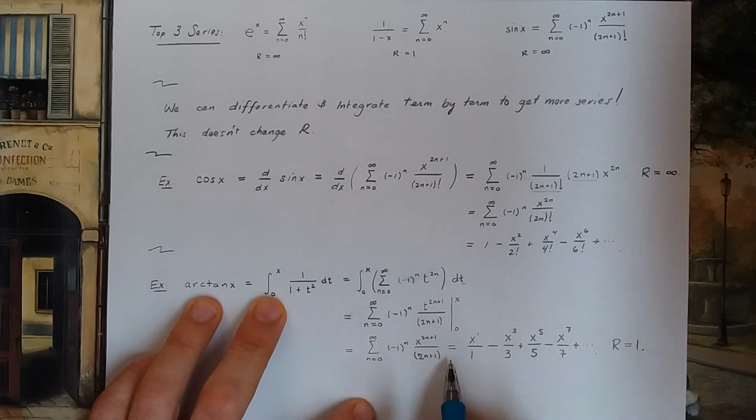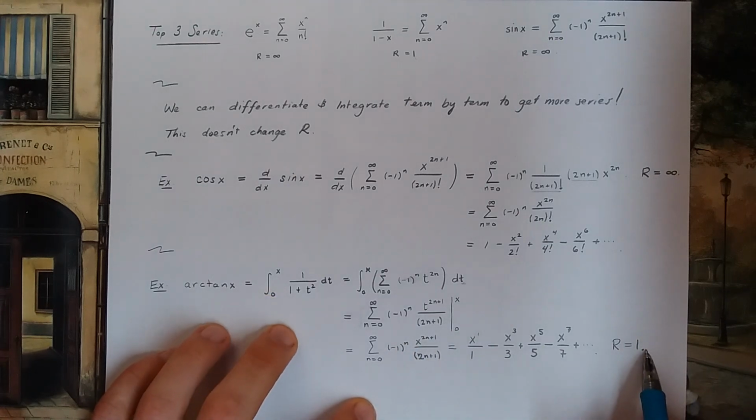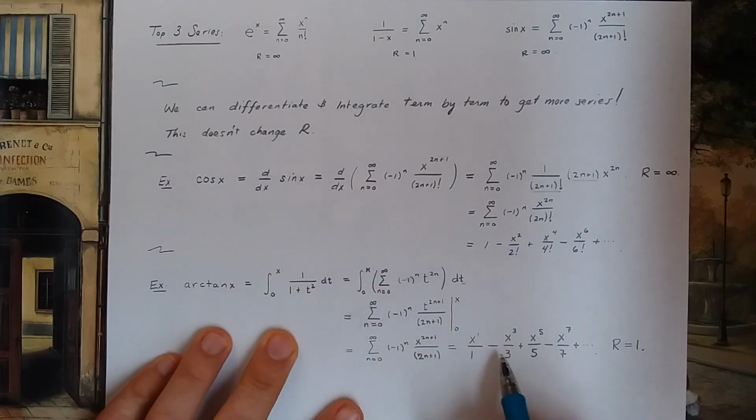If you didn't believe that, you could always do the ratio or root test or some other convergence test. I'd use the ratio test to find the radius of convergence, but it's 1. Meaning arctangent is only equal to this series for values of x in between -1 and 1.